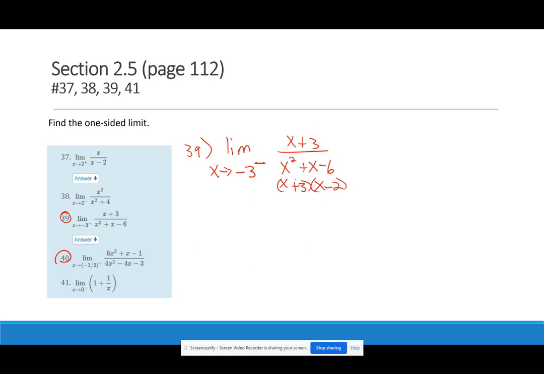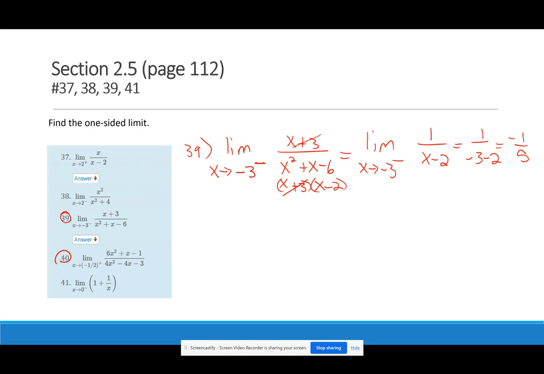Now I noticed that the denominator can be factored, so I can knock that factor out, and the original limit would be equivalent to the limit of this new rational function I just created, which can now be evaluated by just plugging in using direct substitution. Whether you came from the left or the right really didn't matter, and I wind up with a negative 1/5. Okay.